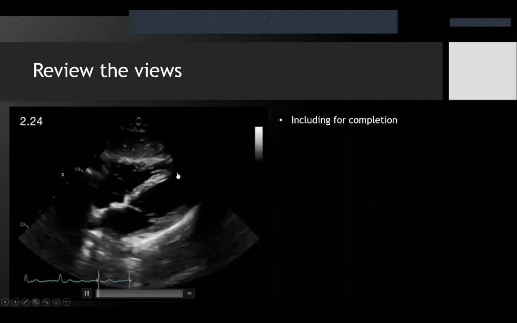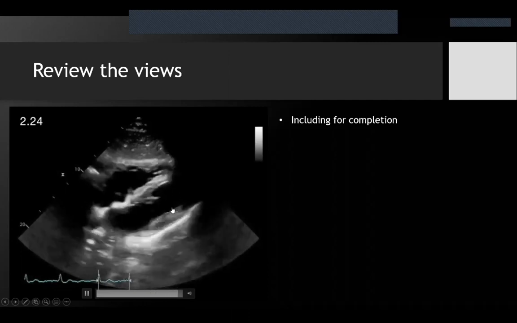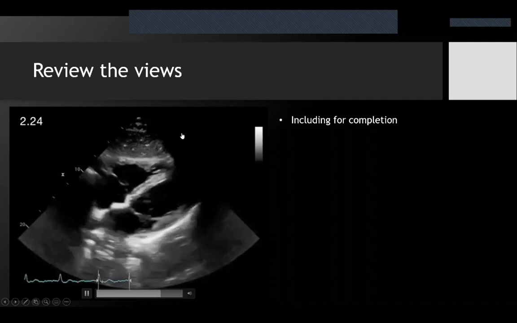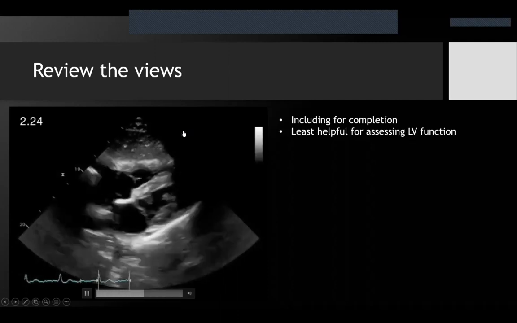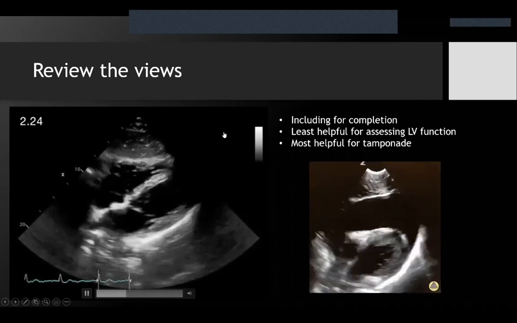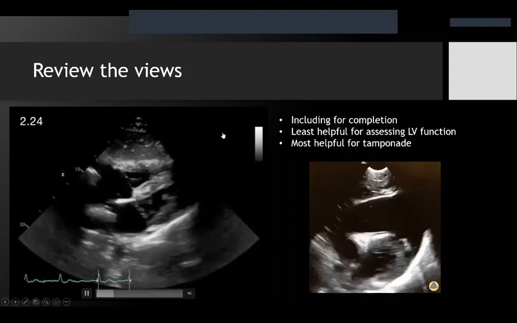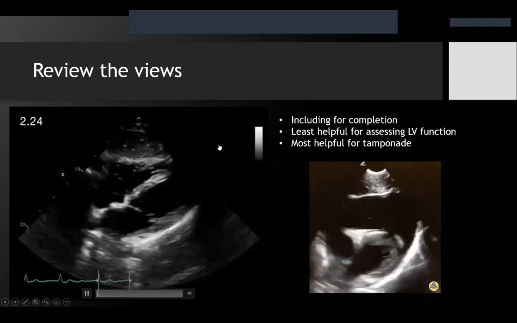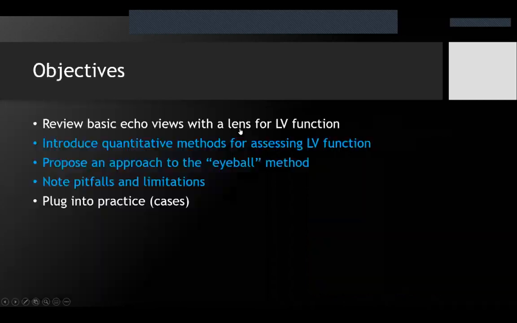So I would be very wary of making any calls from this view, but it's sometimes the only view you get. If you get it on a nice axis plane, you can maybe make some helpful call, but again, I would be very humble about doing anything like that. So I don't think it's generally very helpful for assessing LV function. Very helpful for tamponade. It's the best view for tamponade. And obviously there are other things you could see in this view as well. So a helpful view, not so much for us today.